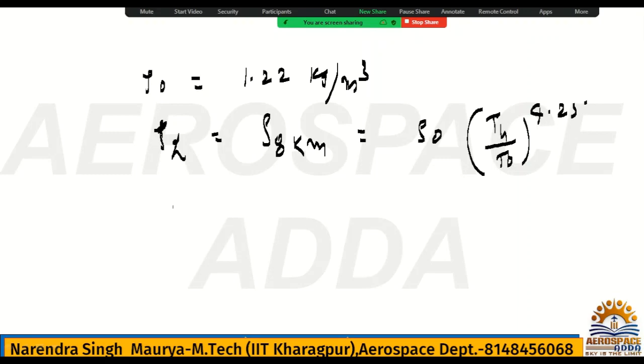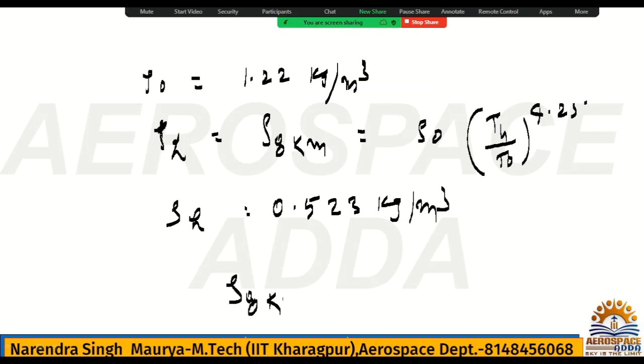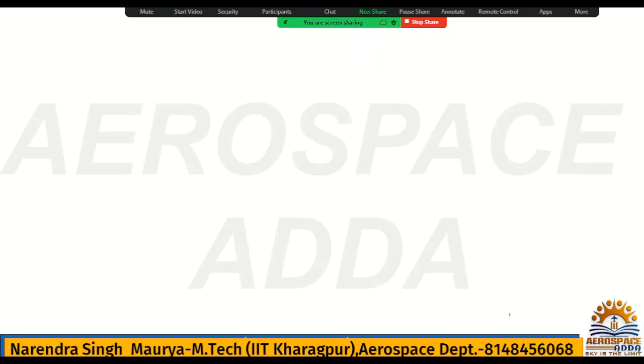Now, what is this value? Check. 236 divided by 288 to the whole power 4.25 into 1.22, right? I am getting 0.52 kg per meter cube. So this is the one thing you got, density at 8 kilometer, which is 0.523. Why have I calculated this? Because I know that the density term will come in range and endurance for the jet engine. Yes or no? Because it is the jet engine, because they have mentioned in the problem itself.